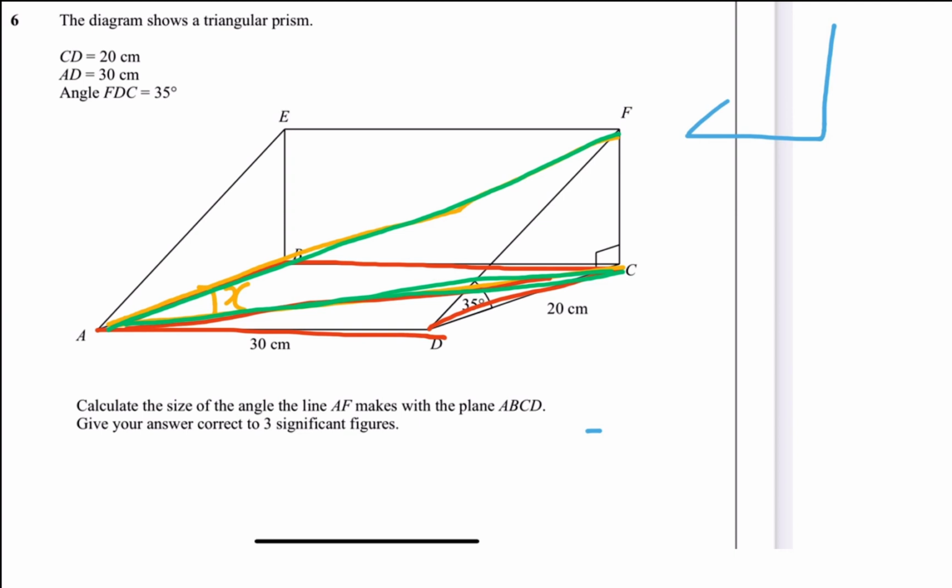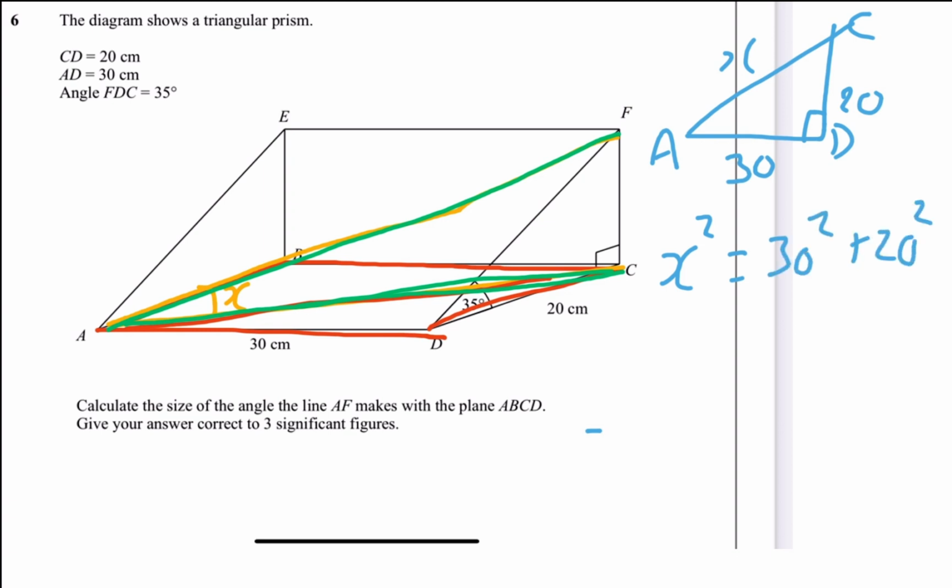So we've got A, so you know which one I'm talking about. There's my C. There's my D, there's my right angle. We've got 30, we've got 20, and I'm interested in working out AC. So to work that out, call it x squared is equal to 30 squared plus 20 squared, and then square rooted. When you do that on the calculator, you should get an answer of 36.055 centimeters. We'll do the rounding later when it comes to 3 significant figures.